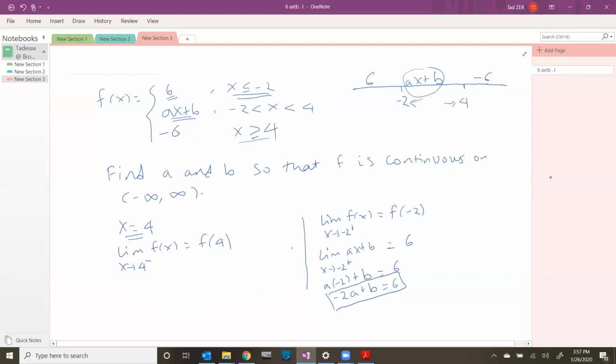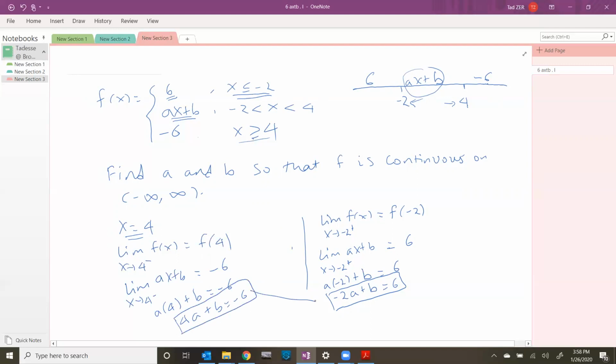Okay, so this guy becomes what now? The limit of f of x, because you are approaching 4 from the left side, it should be x plus b, as x approaches 4 from the left. What is the value of the function at 4? It is -6. Again, this is a linear function. You just plug in 4. A times 4 plus b equals -6. So I have 4a plus b equals -6. This is the second equation.